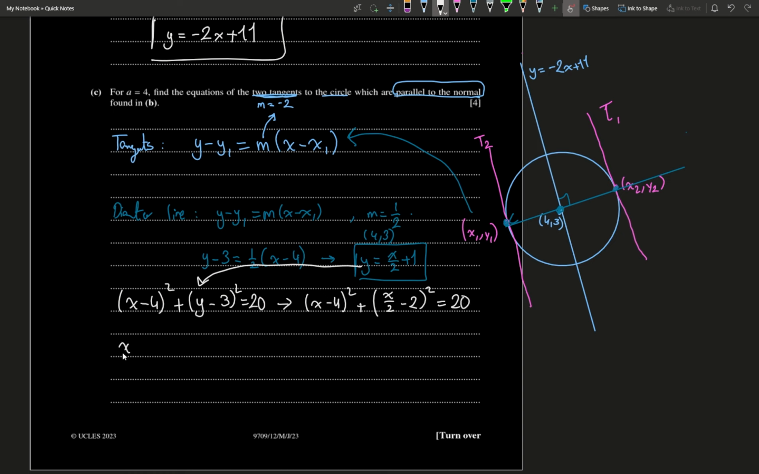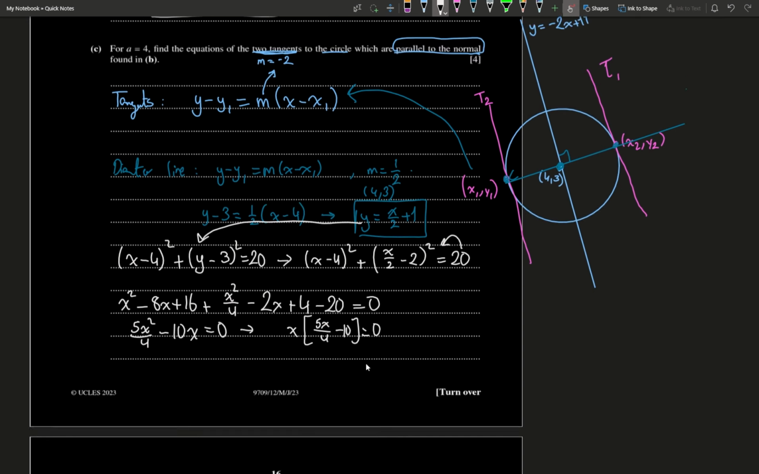Expand بقى: x squared minus 8x plus 16 plus x squared over 4 minus 2x plus 4 minus 20, نحط ده كله equal to 0. تعالى بقى نروق الدنيا كده: x squared plus x squared over 4 يدينا 5x squared over 4، والنيجاتيف 8x minus 2x will give us negative 10x، و 16 plus 4 that's 20 minus 20 is equal to 0. Now let us factor out x from these two terms. هيطلع لنا x times 5x over 4 minus 10 is equal to 0.